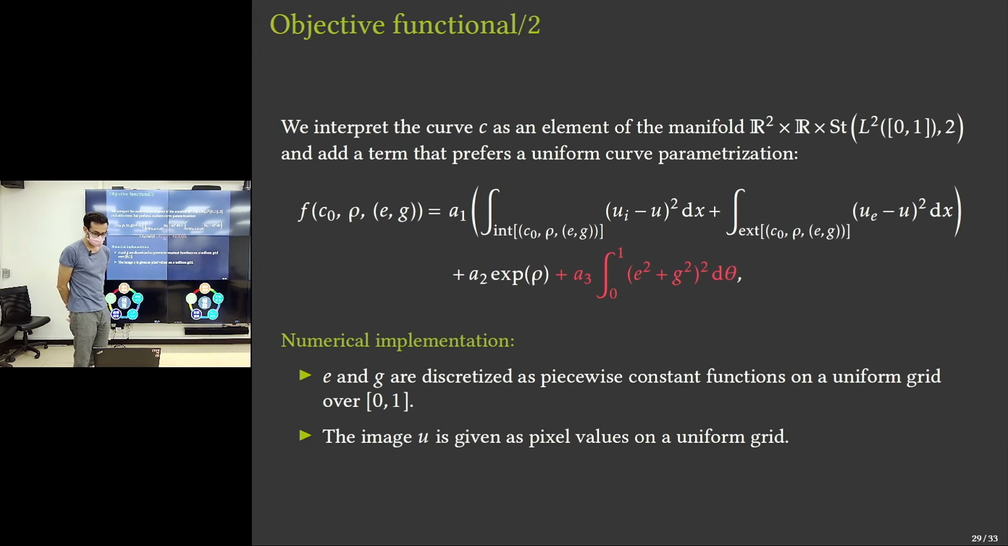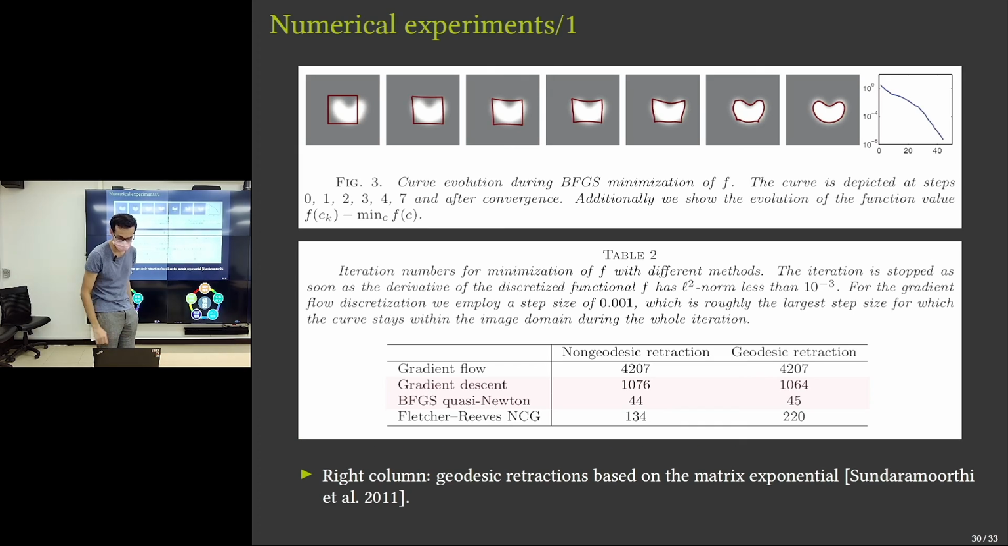For the numerical implementation, as I anticipated, E and G are discretized, of course. They are discretized as piecewise constant functions on a uniform grid over the unit interval. And the image U is also given as pixel values on a uniform grid. Sorry, I ran a bit late, but let's just see.